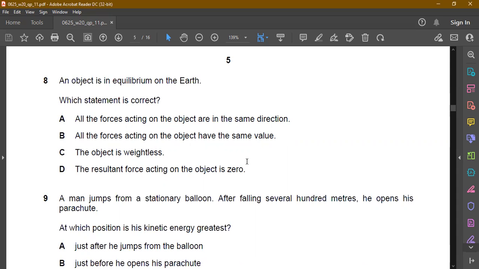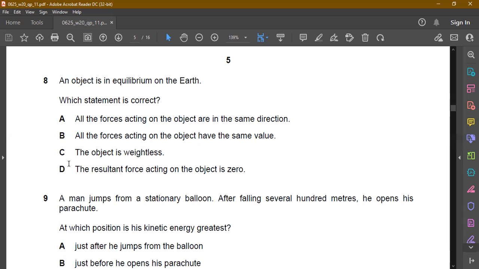Okay, remember the first law of Newton. It states that if the resultant force acting on the object is equal to 0, the object will stay at rest or move at constant speed. And in this case, an object is in equilibrium, so we can say that the object stays at rest. Okay, so the answer is D.